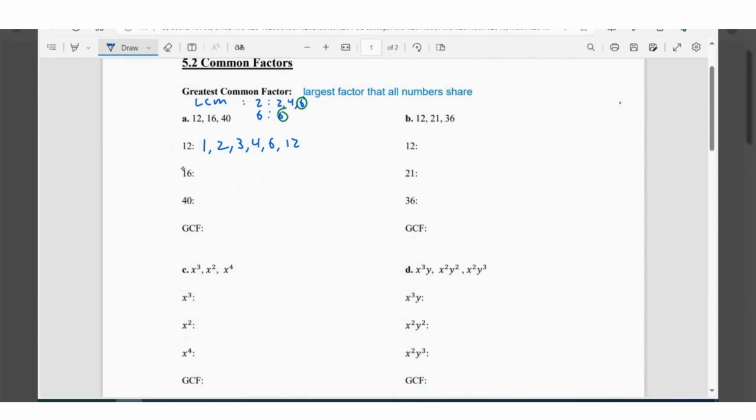For 16, the numbers that divide evenly into 16, that's 1. 2 goes in there because it's even. 3 doesn't. 4 goes in there. 8 goes in there. And 16 goes in there.